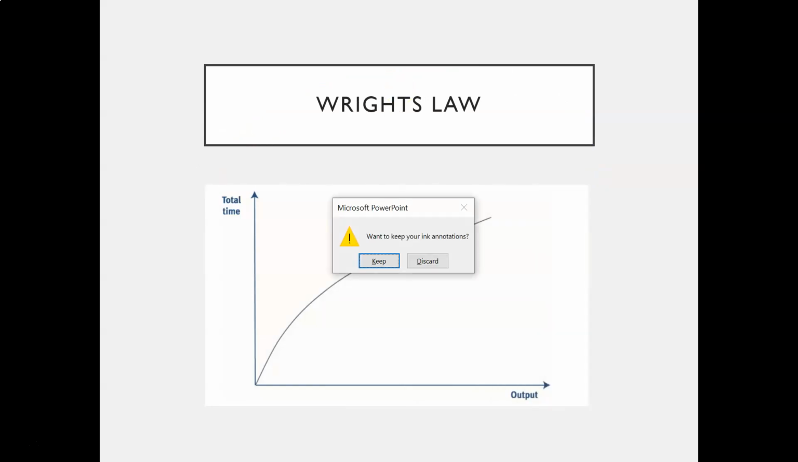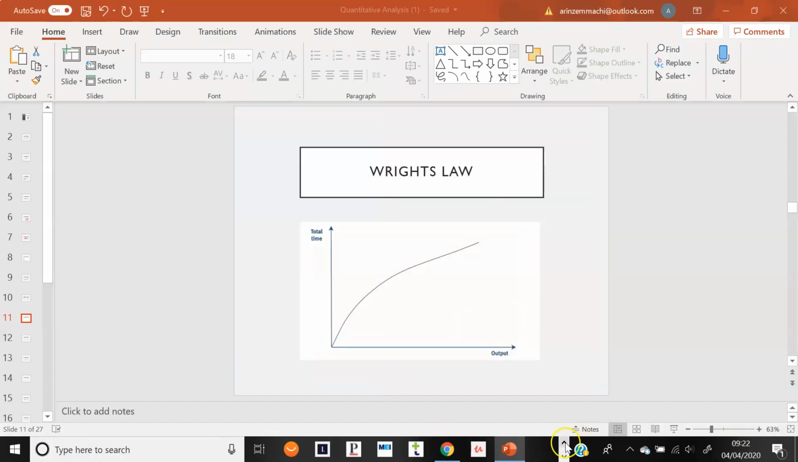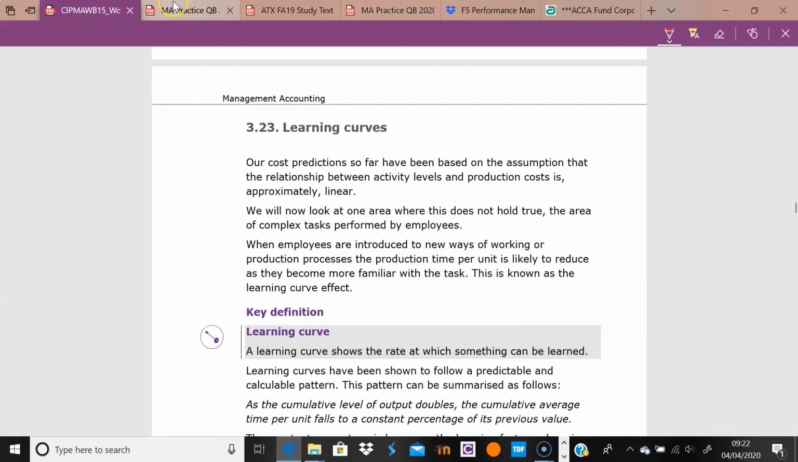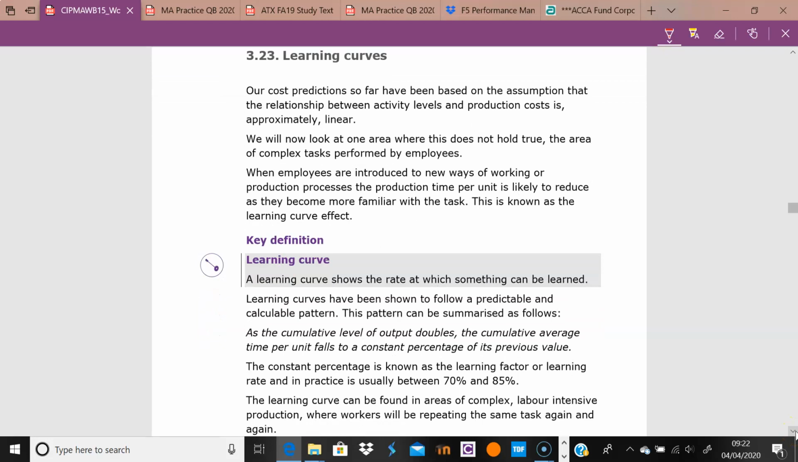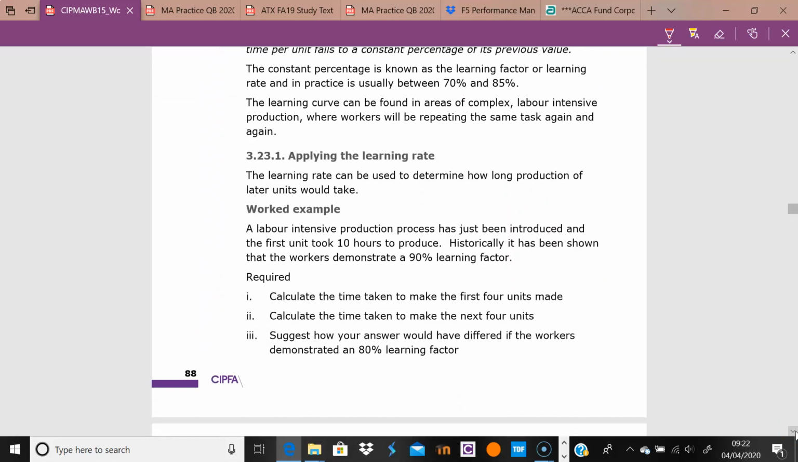So let's come out of this and come to our text to highlight what I'm talking about here. Let's look at an example, and please just literally follow what I'm doing. We have a labor-intensive production process that has just been introduced, and the first unit took 10 hours to produce. Sorry, you might experience a blip there. I was interrupted and I had to pause the video.